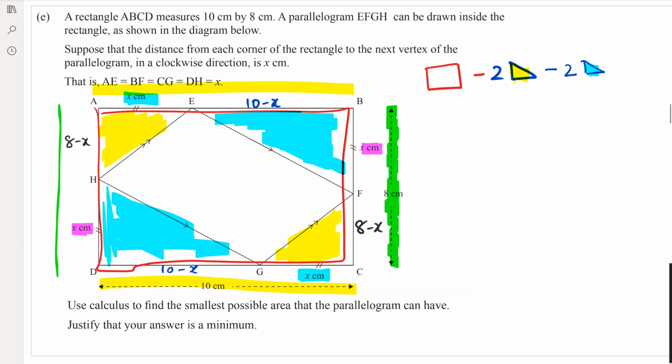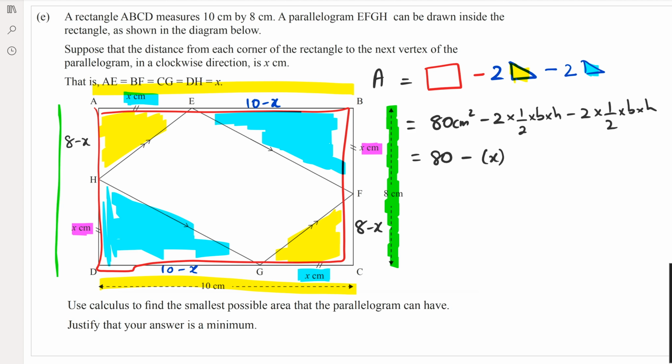To get the area of the parallelogram, I've got to take the rectangle minus the 2 yellow triangles and minus the 2 blue triangles. The area of the rectangle is straightforward, 10 times 8, so that's 80 centimeters squared. Minus 2 times the area of the yellow triangles. The area of a triangle is half times base times height. So I'm going to have half times base times height, minus 2 times another half times base times height. So I've got 80, take away 2 times half, which is just 1. If I look at the yellow triangle, what's the base? That's the X. What's the height? 8 minus X.